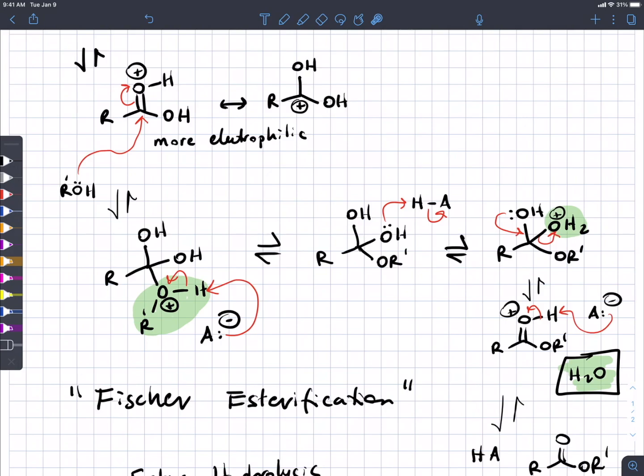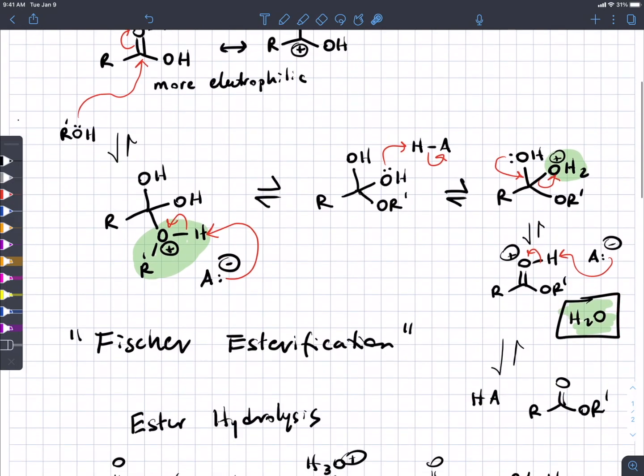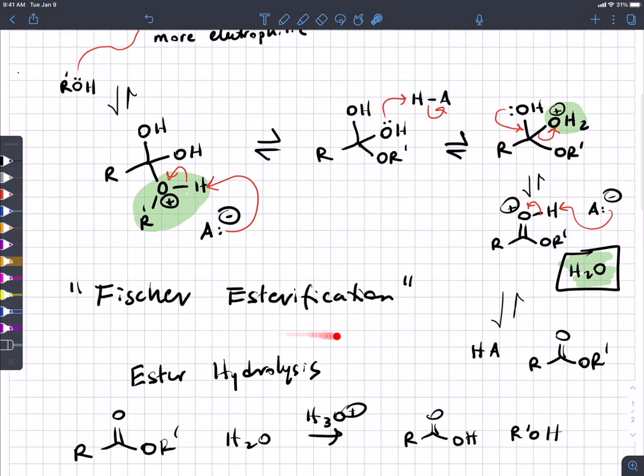All of these are equilibrium steps, and we're using the fact that water leaves as a way to push the equilibrium forward by removing water either with some kind of hygroscopic salt or by distillation. Finally, we regenerate our acid by deprotonating this oxonium ion that gives us the ester. Okay, we called that Fischer esterification.